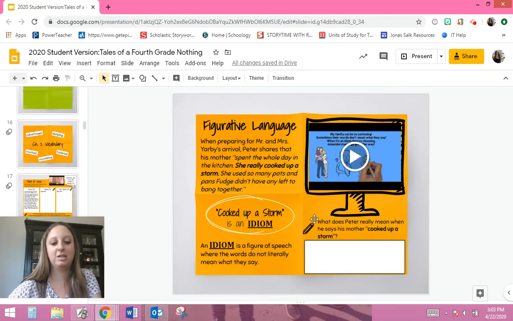It's an expression. So they call those figures of speech. So that's why it's called figurative language. So it's when the words do not literally mean what they're saying. So she's not really cooking up a storm in her kitchen. What does that really mean? So it says, what does Peter's mom really mean when he says that his mother cooked up a storm? So you're going to type what it really means in this box.